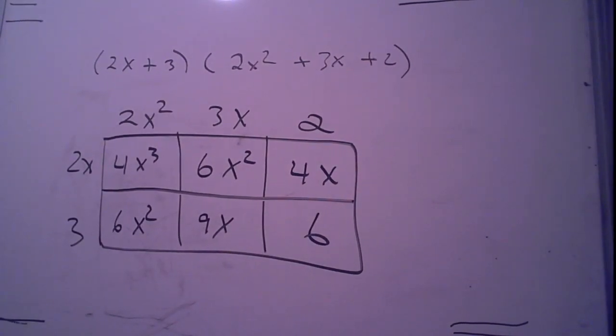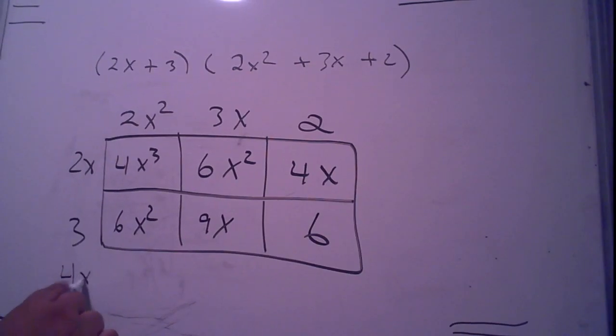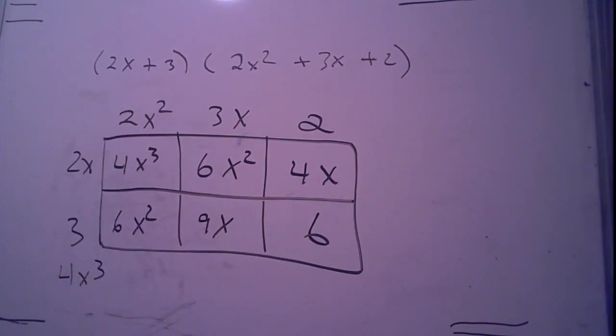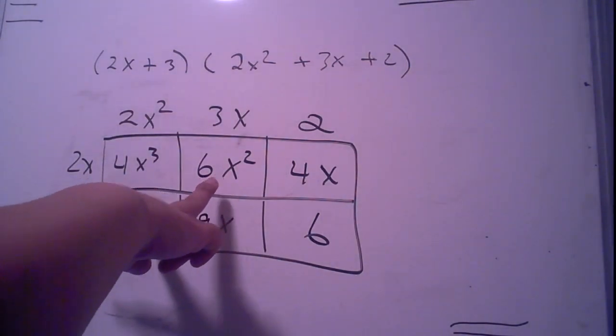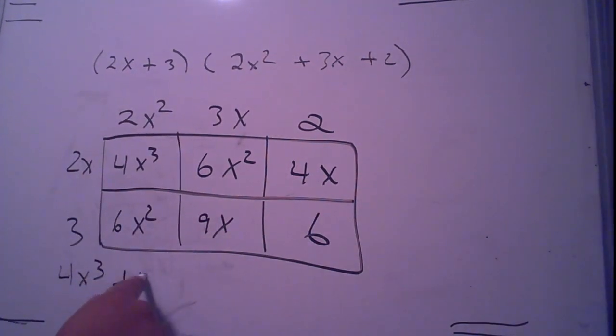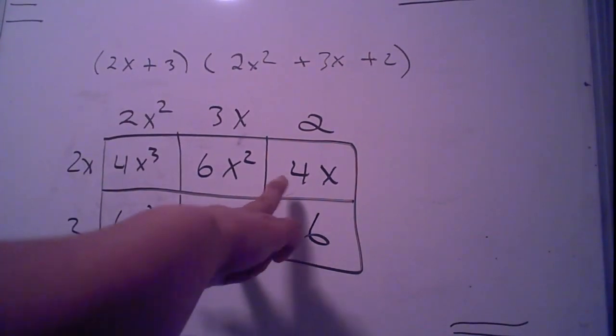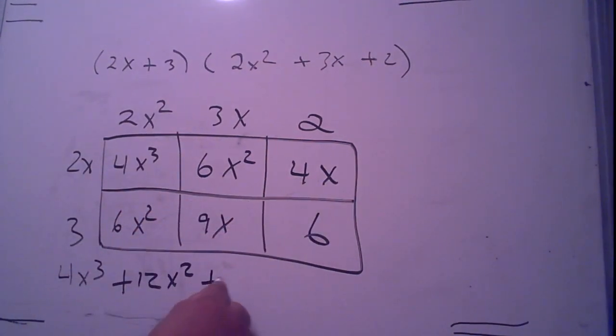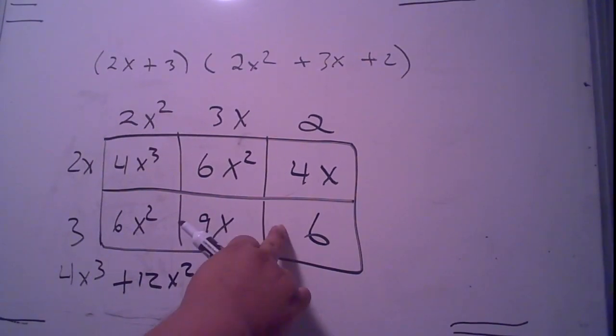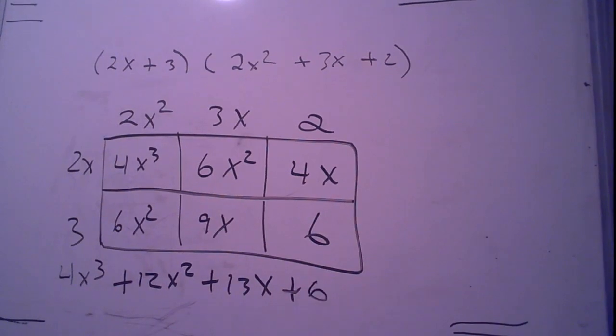Now, in this case, we have a cube, so we're going to have a third degree polynomial as our answer. I don't see another cube, so all we have to do is write 4. Our answer is going to start with 4x cubed. Now we have to add the squares. So 6 plus 6 is 12x squared. Now we do our first degree terms. 9 plus 4 is plus 13x. I don't see another number by itself, so we just write 6, and that's our answer. So see how I like this method, and you should too.